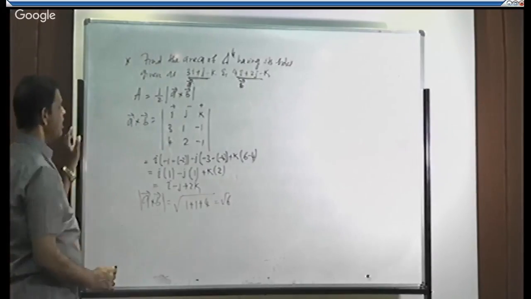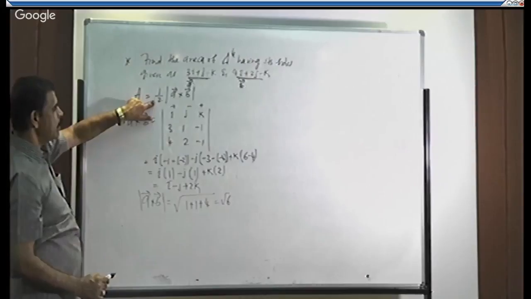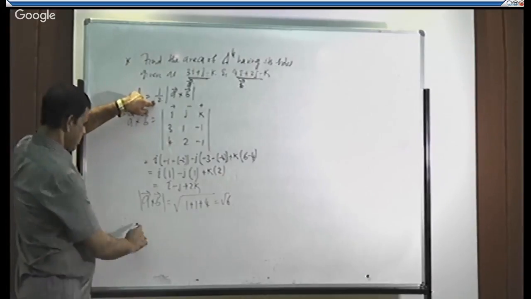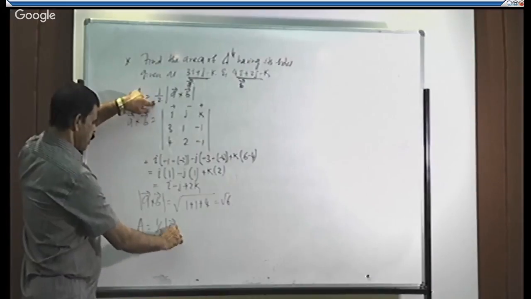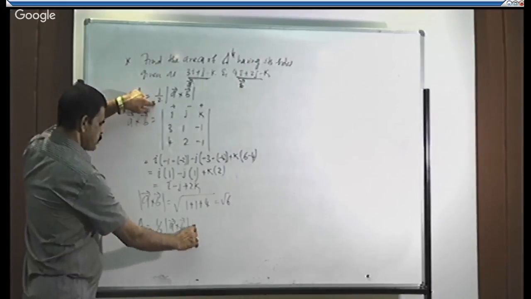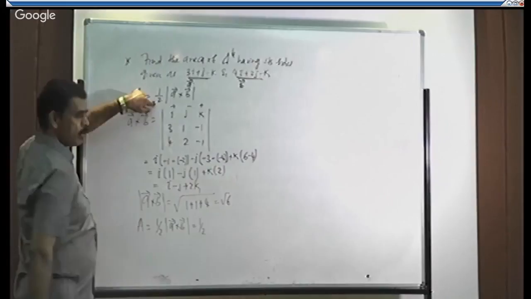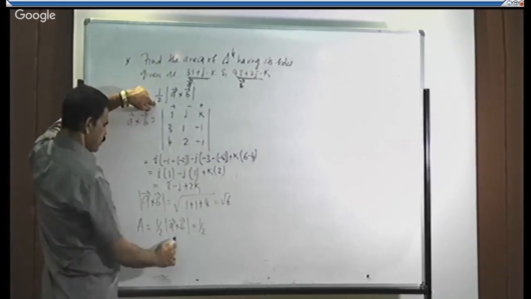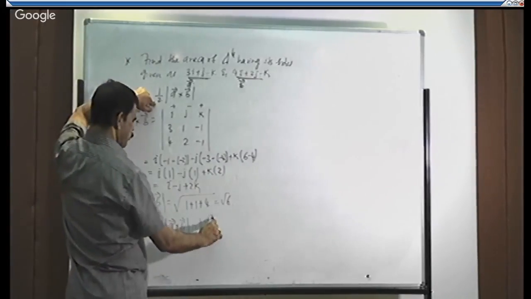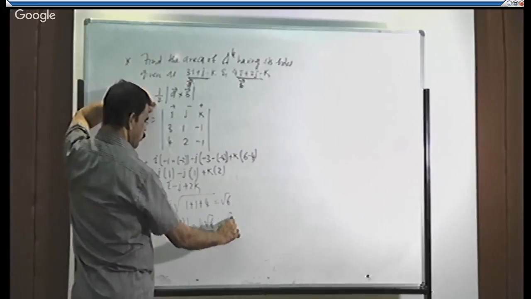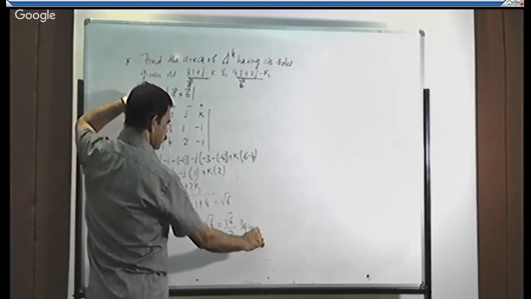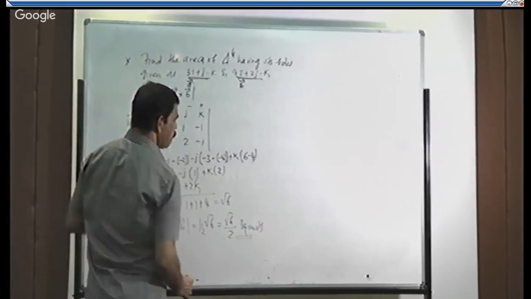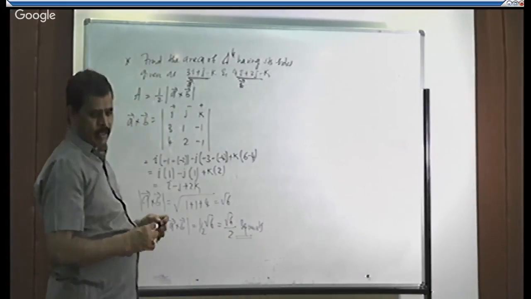Therefore, area of triangle having the sides A and B is equal to half into magnitude of A cross B. Just substitute here. Half into what is magnitude of A cross B? It is root 6. That is root 6 divided by 2 square units. That is the area of the triangle.